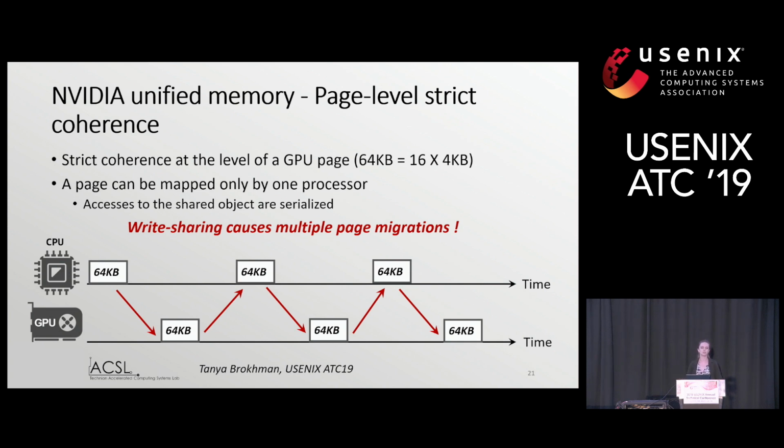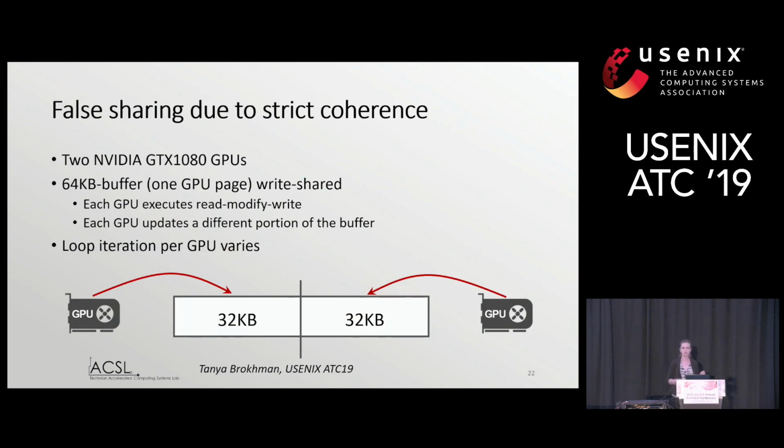False sharing is actually a known issue with UVM, and the official advice from NVIDIA in such cases is to avoid it by having the two processors each work on a private buffer and to merge the output at the end. So we did a small test to evaluate how false sharing affects performance. We had two GPUs write-sharing a 64K buffer, and we compared this to the official advice from NVIDIA, in which the two GPUs were each working on a private copy of the buffer, and we merged the result at the end.